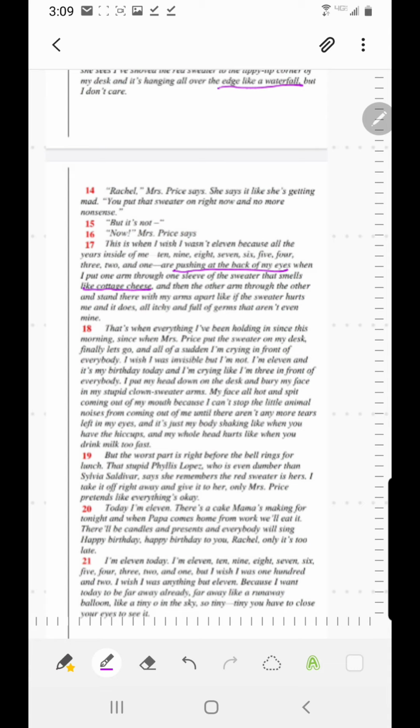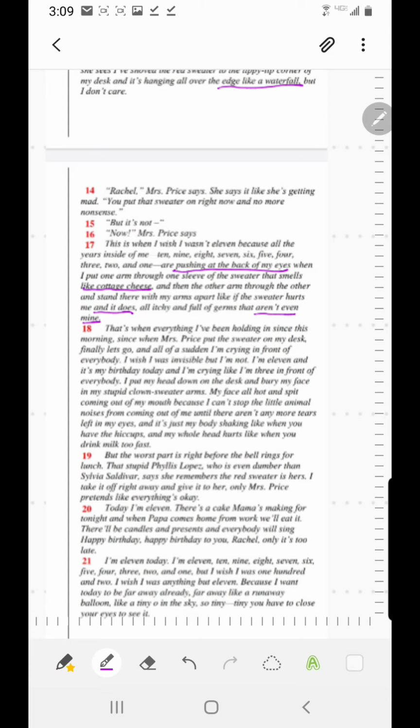It's all itchy and full of germs that aren't even mine. All right, so this sweater is causing a lot of pain, not just emotional pain, but she's even saying that it's manifesting itself as physical pain. It's itchy. We all know what that's like when we put on something uncomfortable, right? But she's kind of taking it to the next level, and she's even thinking about the germs, right? So lots of imagery, lots of sensory things here, right?